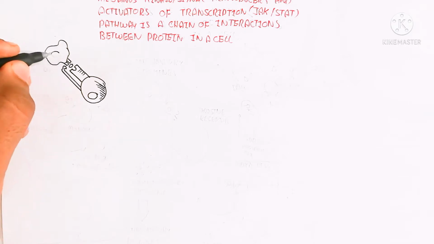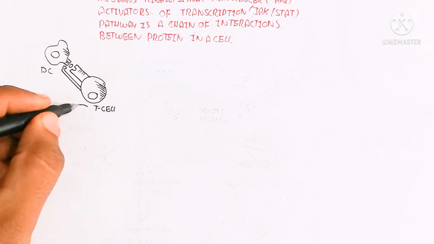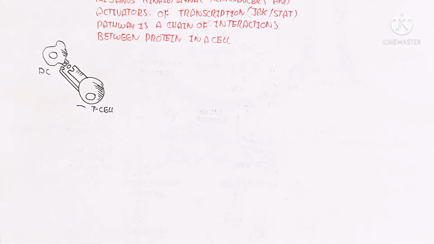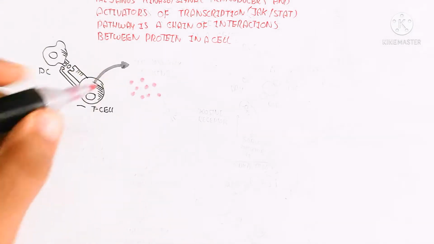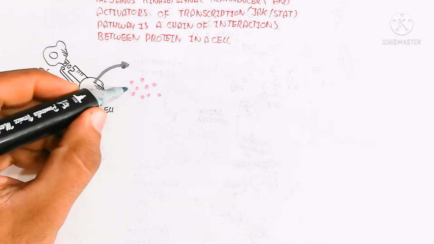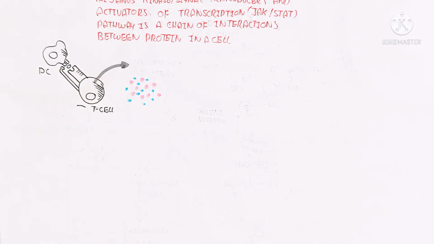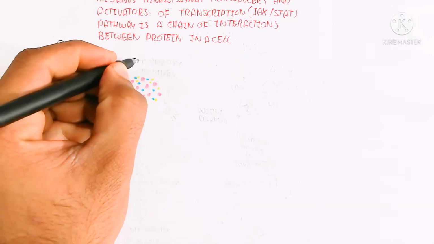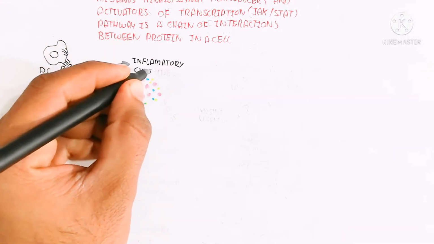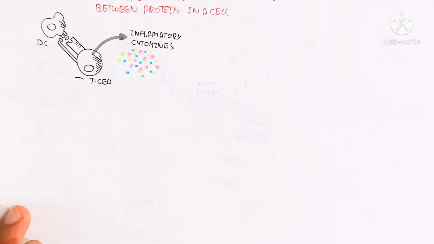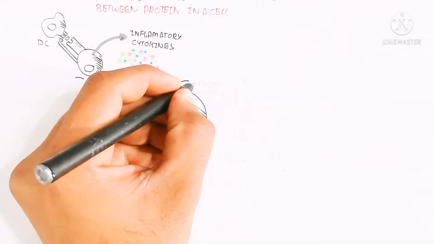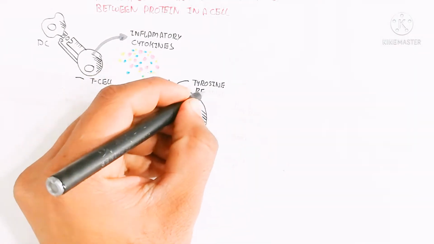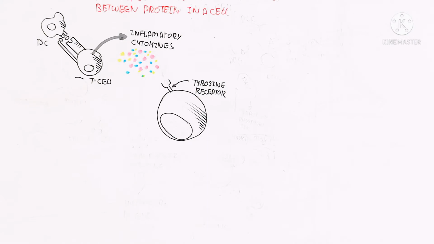So here the dendritic cell, after the recognition of the antigen, which is an antigen presenting cell, presents the antigen through the MHC class 2 molecule to the T lymphocyte. After that the T lymphocyte will produce the inflammatory cytokines, which will bind with other lymphocytes or other cells, and the tyrosine receptor is basically the receptor used for the binding.